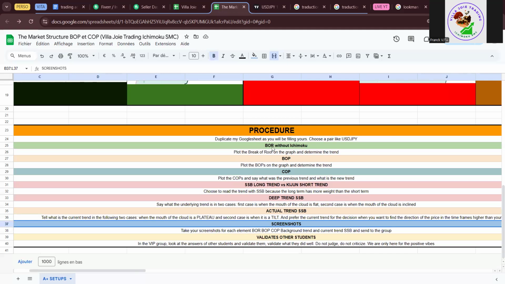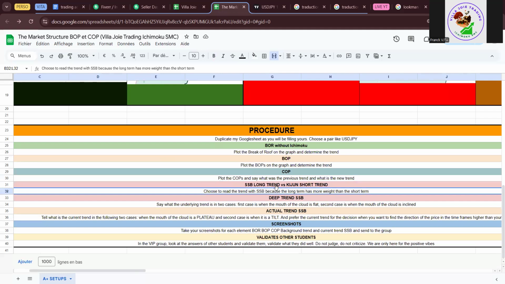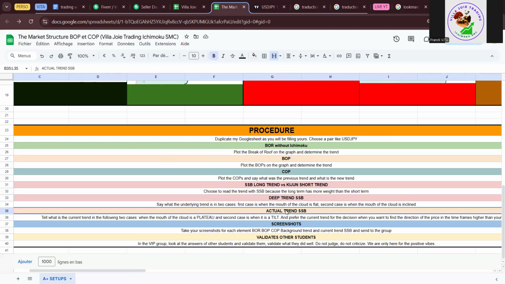Then you do the screenshot of the BOR, BOP, COP. For choosing the trend, I advise you to choose SSB to find out the values. Then do a screenshot for the deep trend and the actual trend.